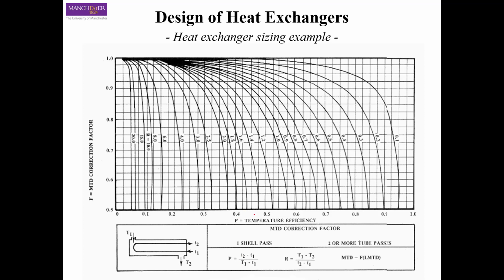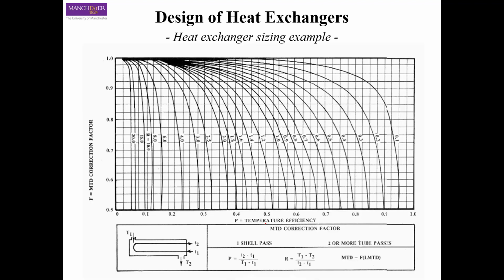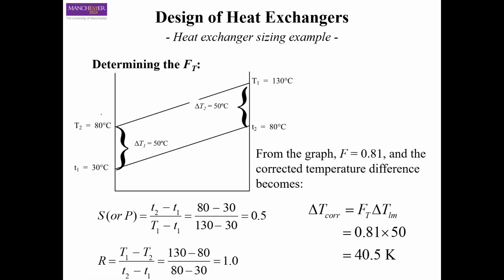What we have to do is calculate the value of P and R. From the previous example we have 0.5 and 1. So we know the value of P is 0.5, and we locate it on the x-axis. That is our value of P, and we go to the line where it touches the value for R, which is 1. Then from this point we go towards the y-axis to read the value of Ft, and in this case our value of Ft is 0.81. We use this information to calculate our delta T correction by multiplying Ft with LMTD. So our final corrected temperature difference along the length of the heat exchanger is 40.5 Kelvin.